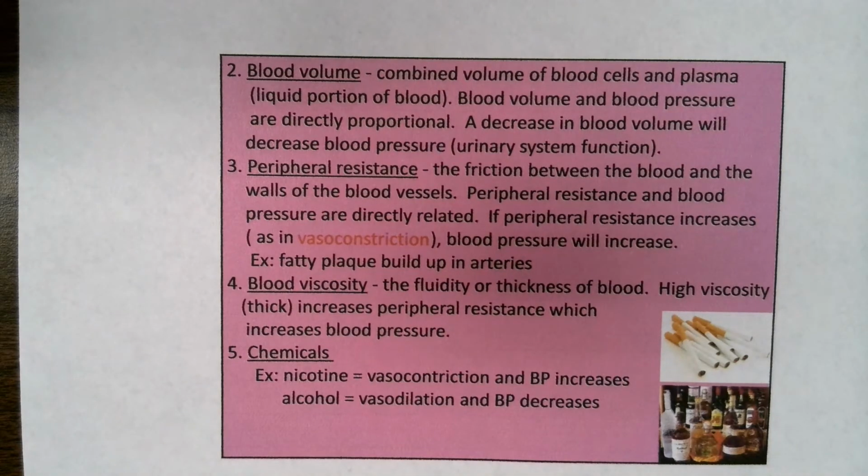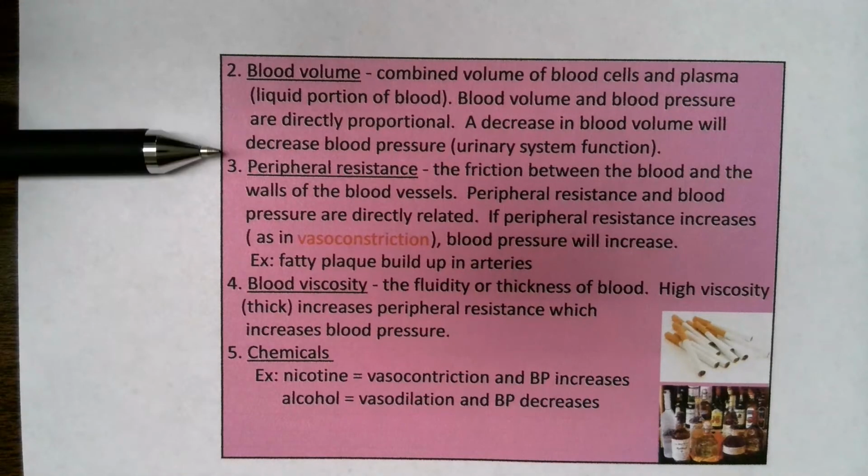So let's say, for example, that you're dehydrated. Then you don't have as much water in your blood as you should, and as a result, that's going to decrease your blood volume. Your blood vessels are going to constrict when there's less blood in the vessels, and that's going to decrease your blood pressure. So this is one of the things that we will, again, tie back to urinary system function.